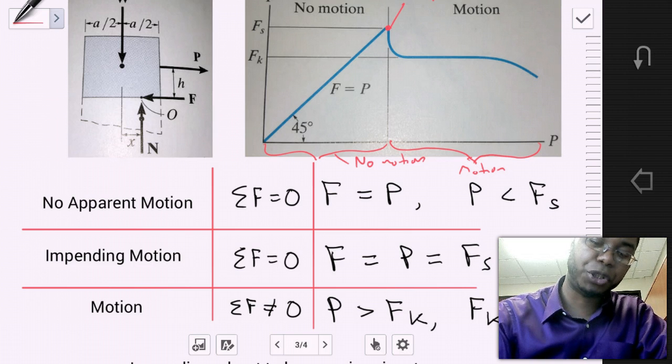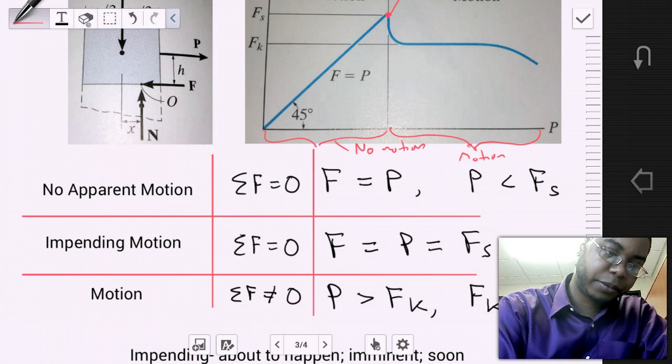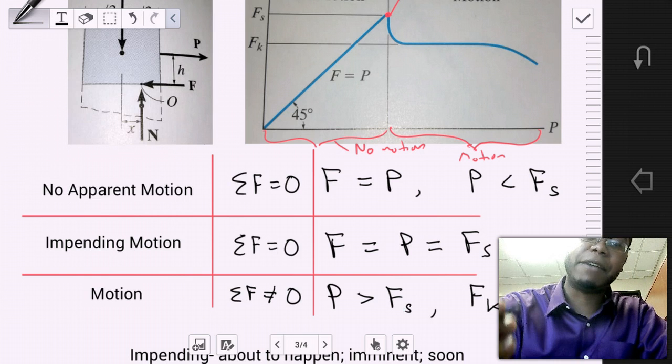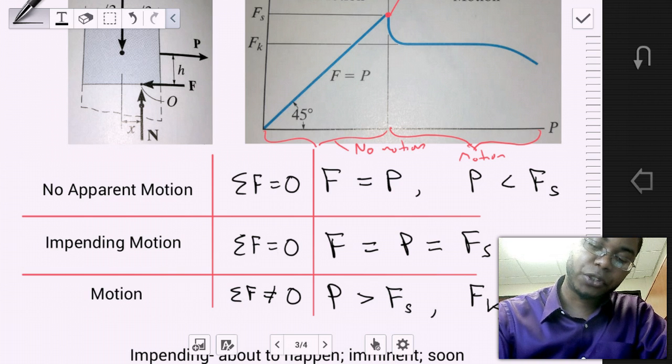And then finally, we have motion. And this is the point where we no longer have an equilibrium state. The sum of the forces is no longer equal to 0. And that's because we have motion. We have some kind of motion, right? And we find that the value of P, our applied load, is going to be greater than the value of our limiting frictional force. We're also going to find that the magnitude of the kinetic frictional force is less than or equal to the limiting static frictional force.